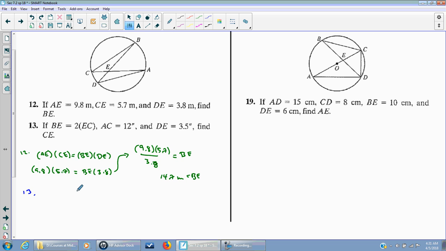Number 13, BE to EC and so on. All right, so we write the same sort of relationship down here. BE times ED, or DE, is the same thing as AE times CE, or EC. It really doesn't matter. So let's plug in what we know. BE is 2 EC. ED is 3.5.